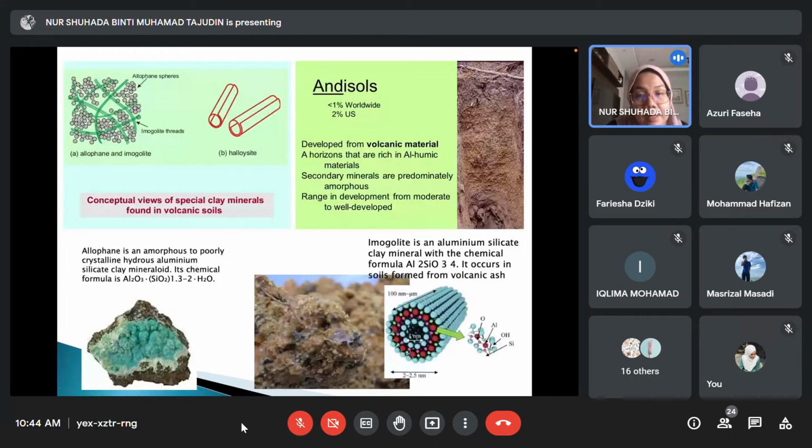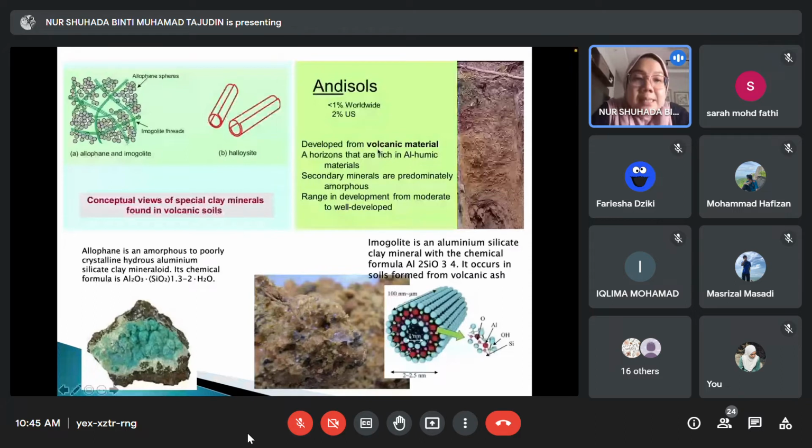So the type of soil here is andisols, which is developed from volcanic materials. If you see here, for example, in an area which you have a... what is gunung berapi in English? I always get lost. Volcano, volcano. In an area where you have a volcano, it is rich in this type of colloids. Of course, we don't have andisols in our soil because we don't have volcanoes. So, understood? If you have any question, you can ask me.